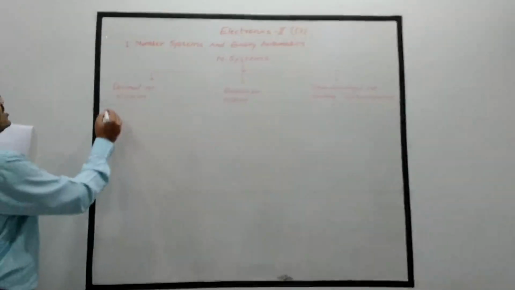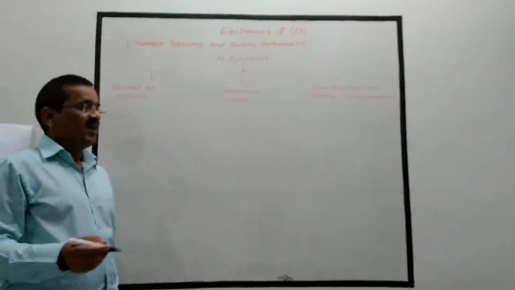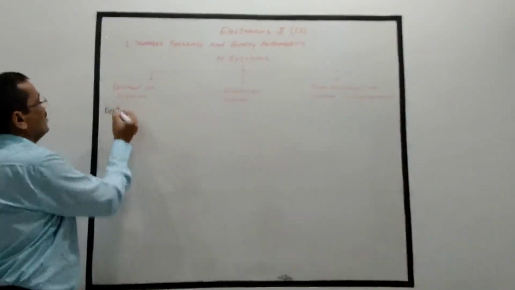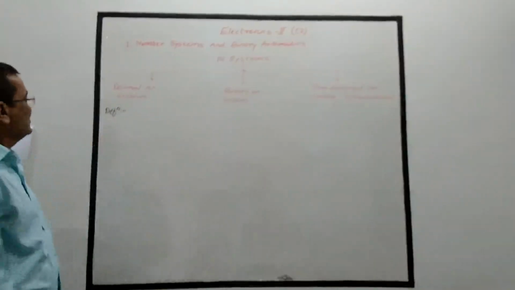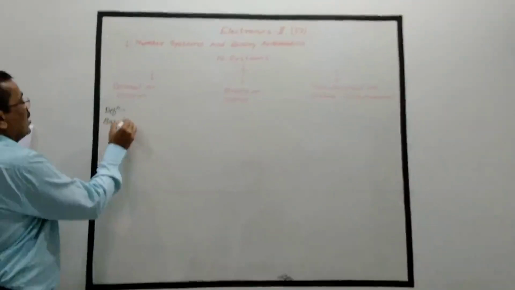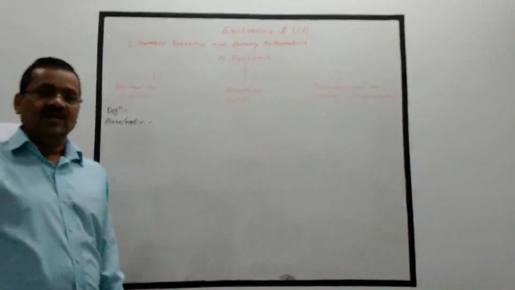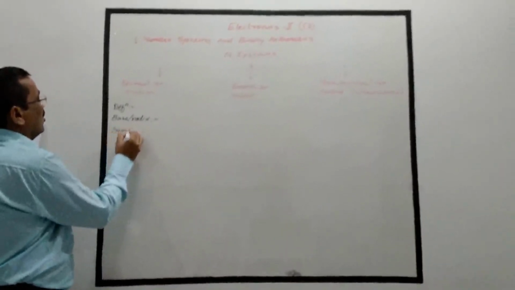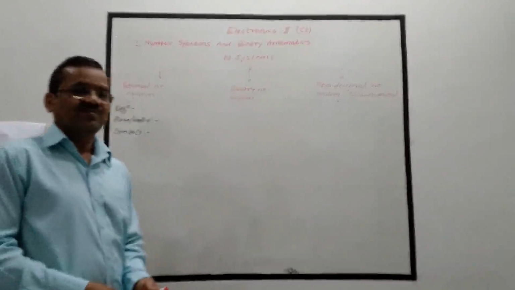These number systems can be studied by explaining certain parameters. Number one, definition, because every number system can be defined. Next is the base or radix of the number system. And third is the symbols used in the number system.